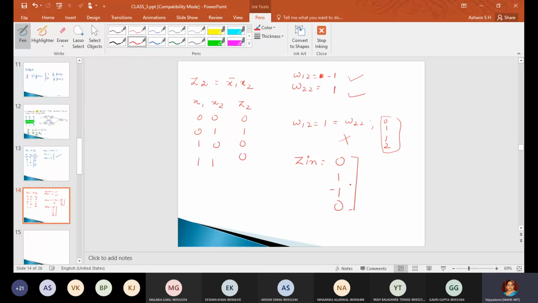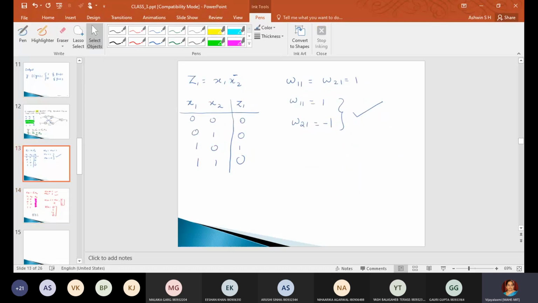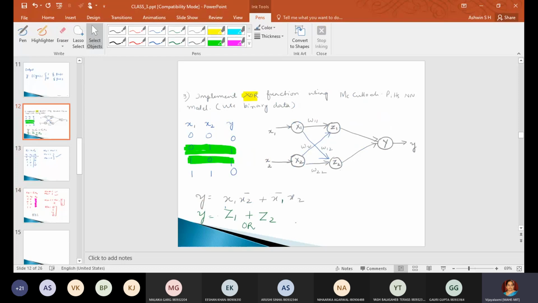Okay, so with this you just compare this particular 0 1 0 0 0 0 1 minus 1 0. So here it is possible to trigger this neuron by setting a threshold value theta equal to or greater than 1. Okay, so this is the second step. You have now got these weights. So here in this diagram, you got W11, W22, W12, and W21.